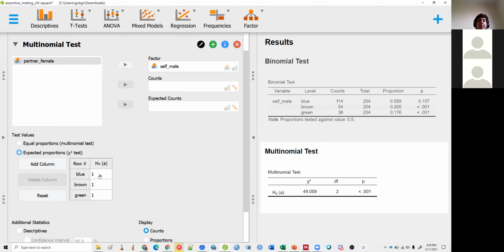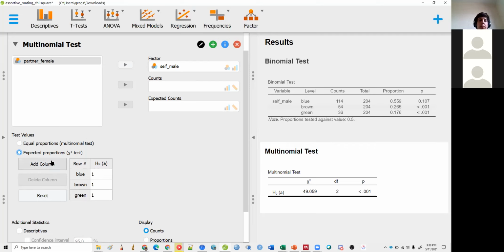So when we click on expected proportions, we have our three different variables, and this thing here, H subscript 0, should look familiar because that's the null hypothesis. So the null hypothesis is that each of these values has an equal probability. They all have a value of 1, and since they total 3, you expect a 1 out of 3, or 1/3, probability of blue eyes, brown eyes, or green eyes.